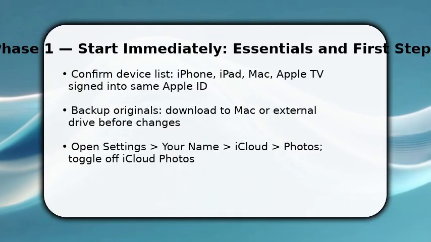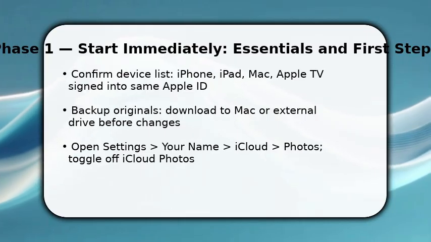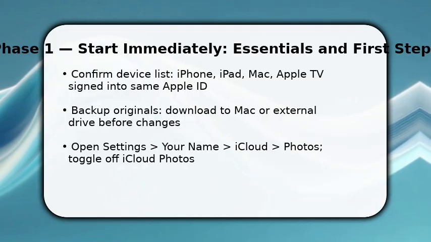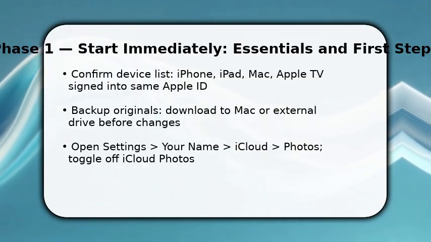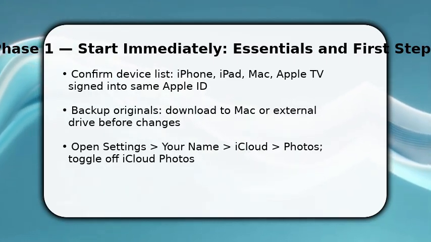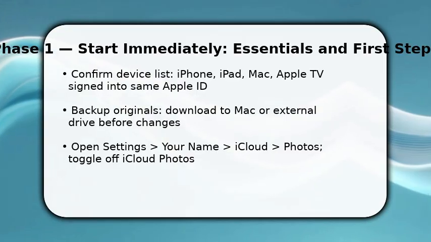You begin by making sure your devices are accounted for and your originals are safe. First, on the device you use most, open Settings and tap your name, then go to iCloud and Photos. Once done, choose Download and keep originals if you need local copies. This prevents accidental loss. Now toggle off iCloud Photos.